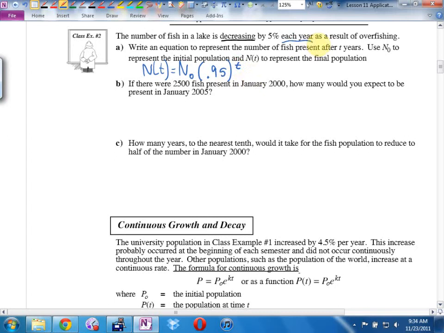Right now, of course, it has 3 variables. We can't solve this. But I bet you in B, they're going to give us some more information that says this. If there were 2,500 fish present in January 2000, how many would you expect to be present in January 2005? What's this 2,500? I think it's the initial population.